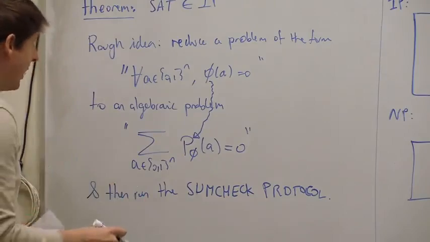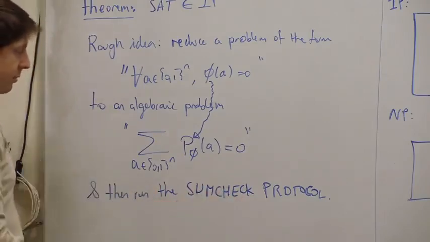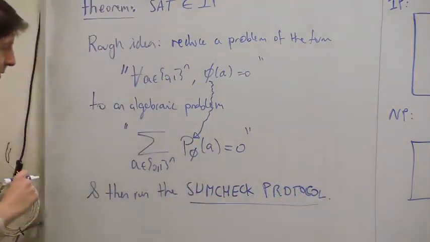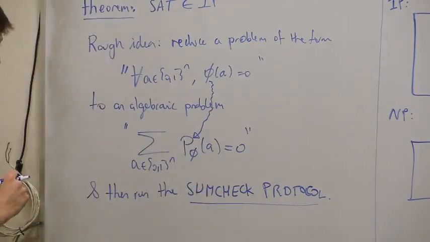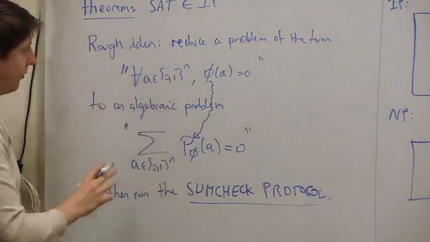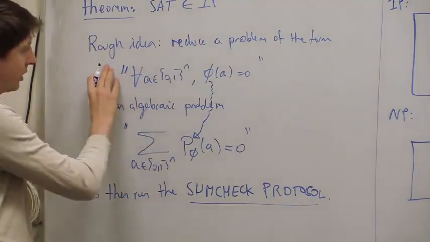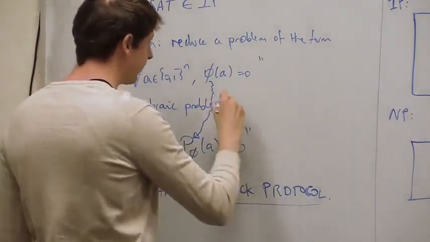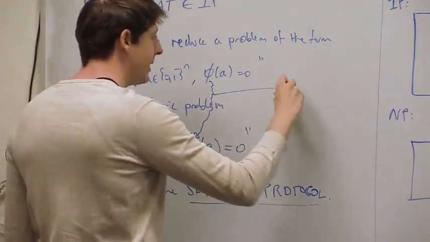Now, we're not going to discuss this protocol. I encourage you to look it up. It's a fundamental piece of theoretical computer science. I just want to highlight that there's something very interesting happening here, that we've turned a problem about Boolean logic into a problem about polynomials. And this process is known as arithmetization.